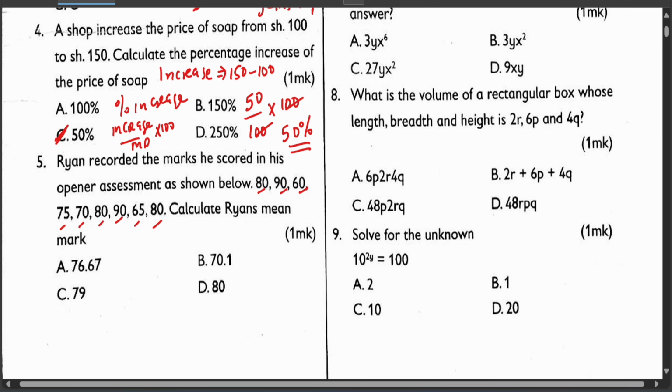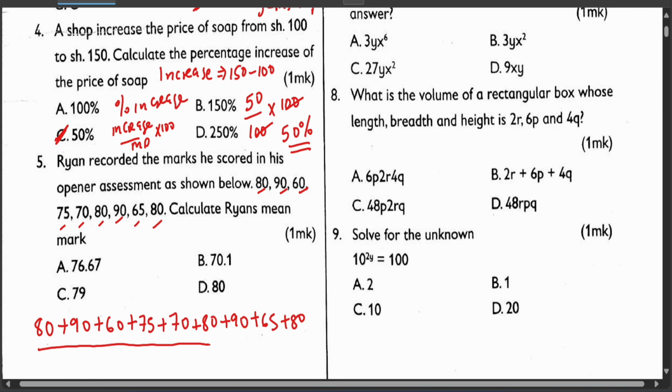So ni rahisi. Utachukua sasa hizi zote utaziadd. So utachukua 80 plus 90 plus 60 plus 75 plus 70 plus 80 plus 90 plus 65 plus 80. And then we divide it by the total numbers, which are 1, 2, 3, 4, 5, 6, 7, 8, 9. So divide by 9.